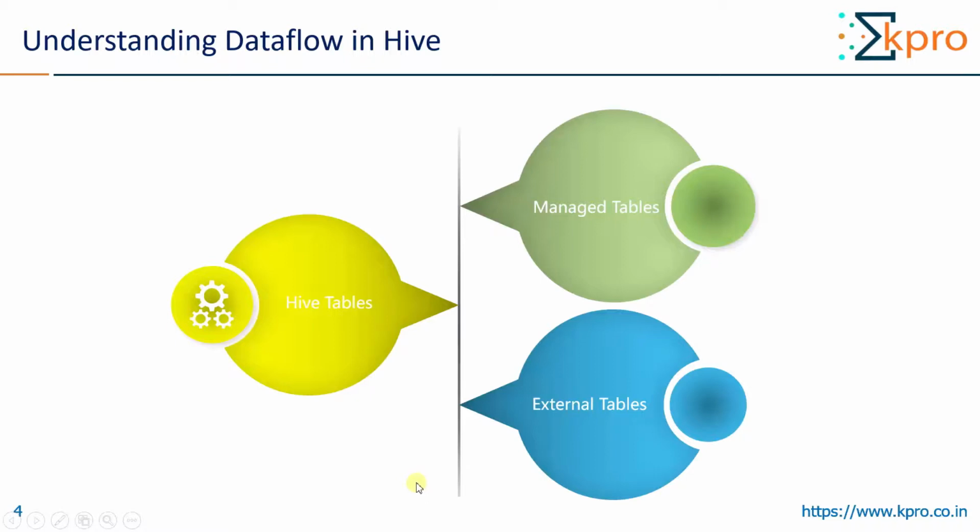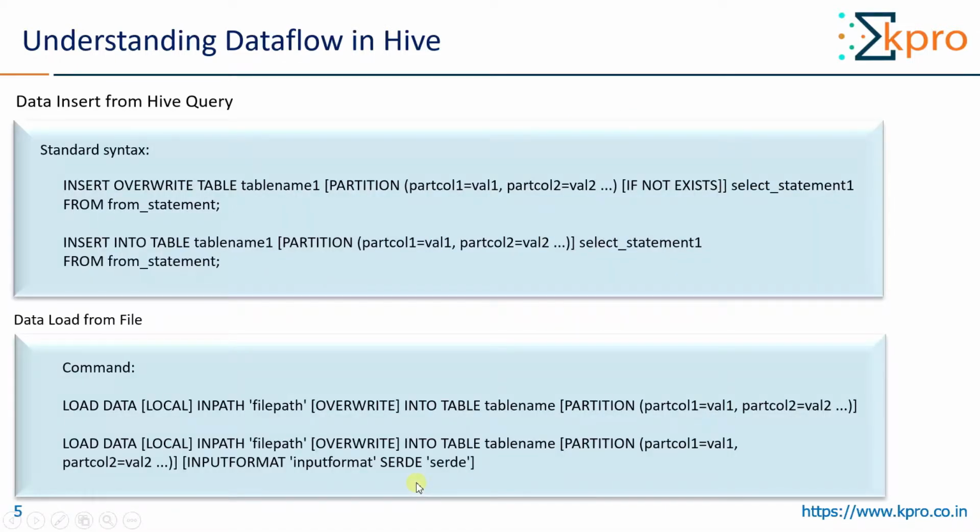On the other hand, in external tables, whenever it is created, user has to mention where the data needs to be stored in HDFS. And when the table is dropped, the data will not get deleted. So there are two ways to insert data into Hive tables. One through HQL queries and another through loading the files.